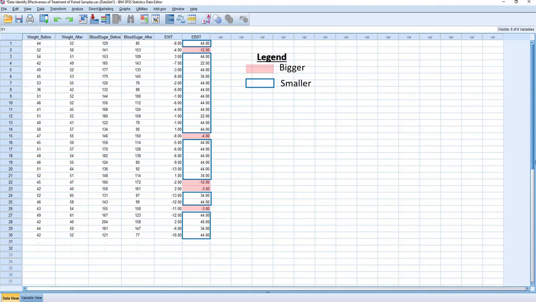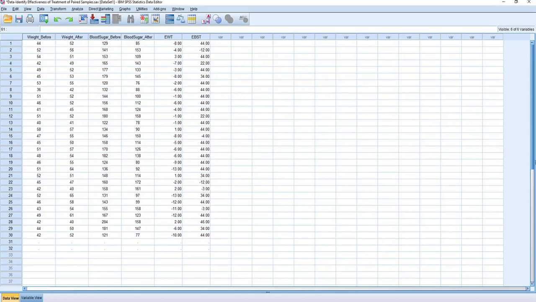As you can see by a simple rule of thumb, the catfish farmer wants the difference to be negative, while the doctor wants the difference to be positive. This is the easy way to identify effectiveness of treatment in a paired sample, depending on a chosen construct.